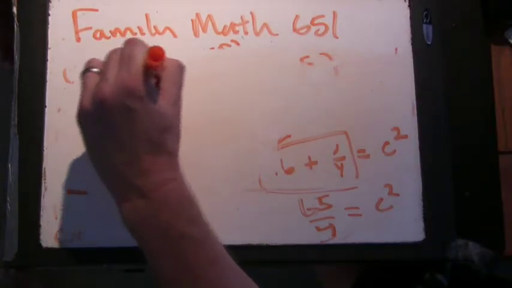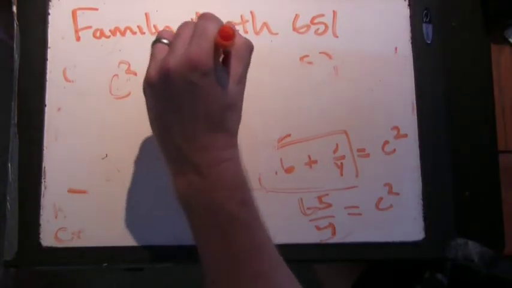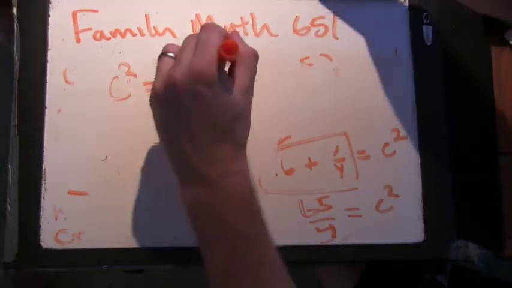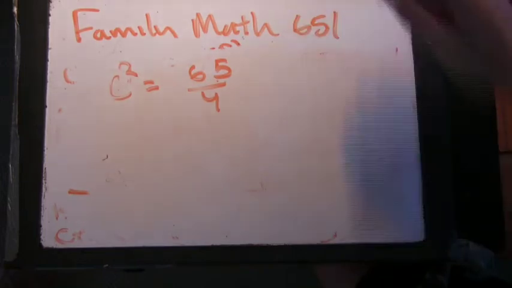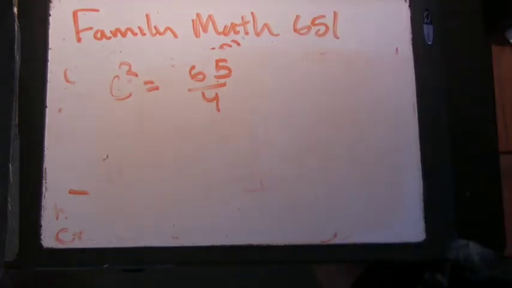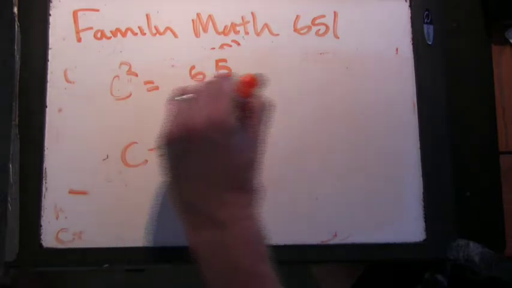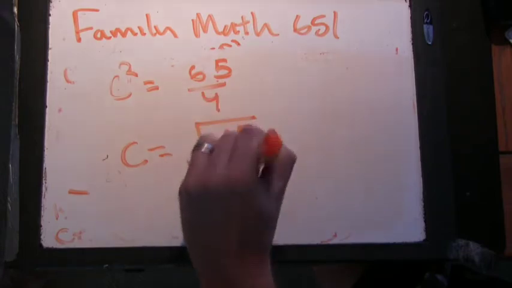c squared is 65 fourths. How do I solve for what c is? You have to get the square root. All right, so what is that going to be? c is the square root of 65 fourths. All right, c is the square root of 65 fourths, and does that simplify at all?